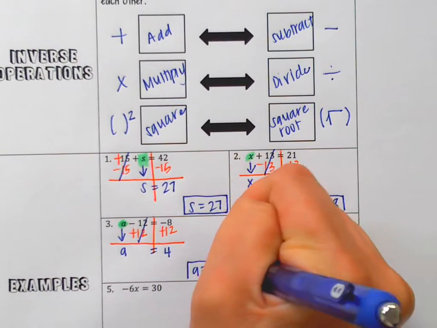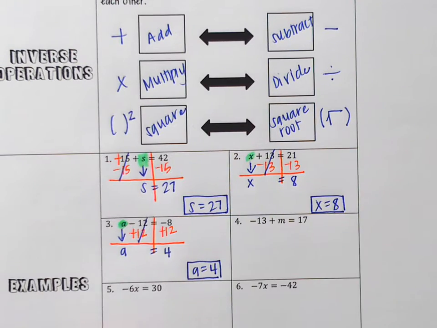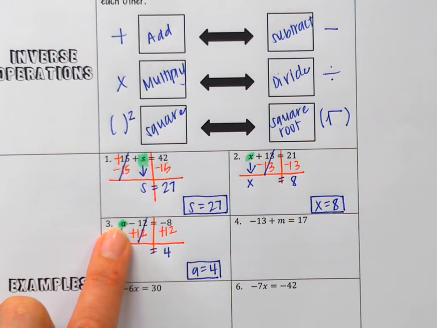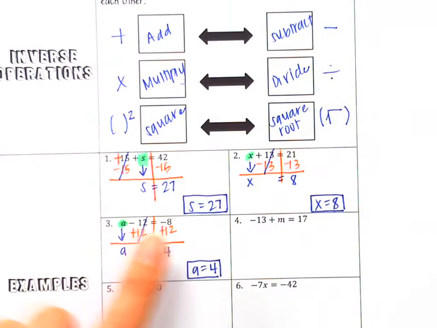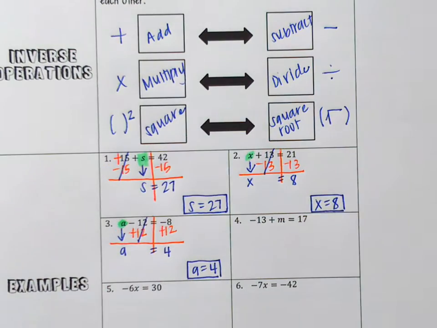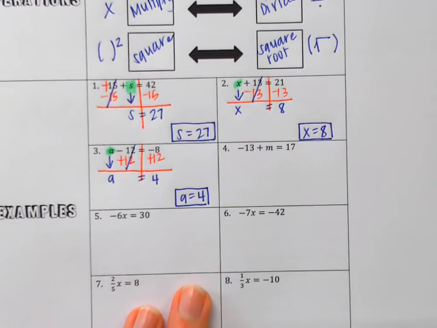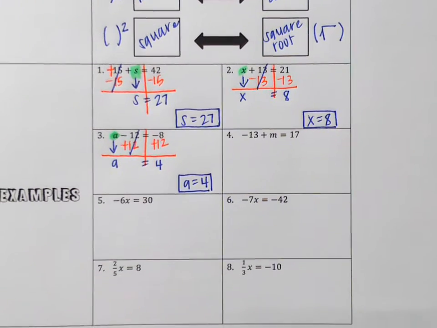And again, you can always check your work. If I plugged that back in, 4 for A, 4 minus 12 gets me negative 8, which is what it is here. So you can always check your work with these. That's the beauty of these types of problems. Okay, so what I want you guys to do is try 4 on your own and then come back and see how you did.